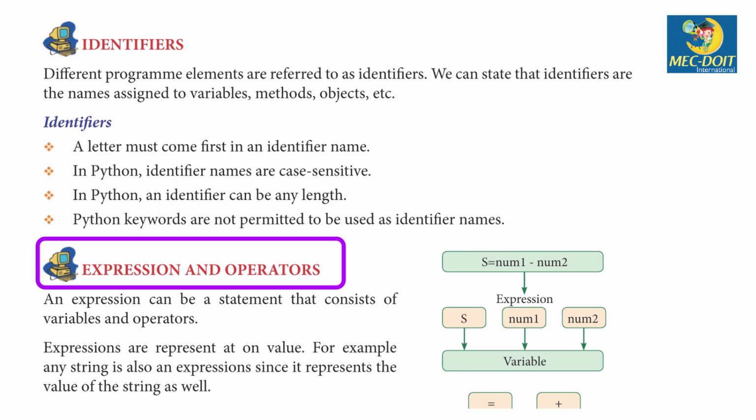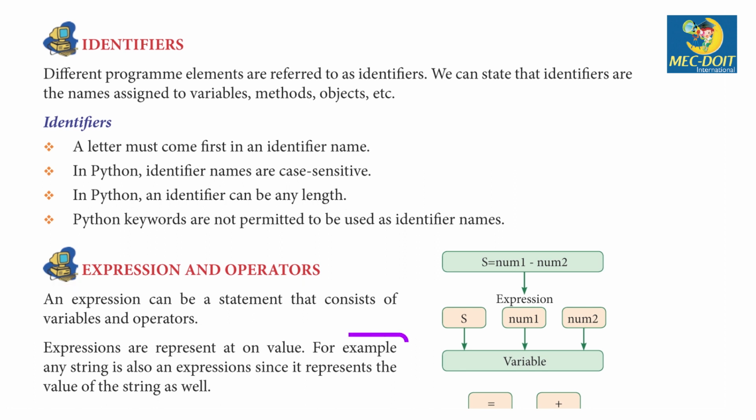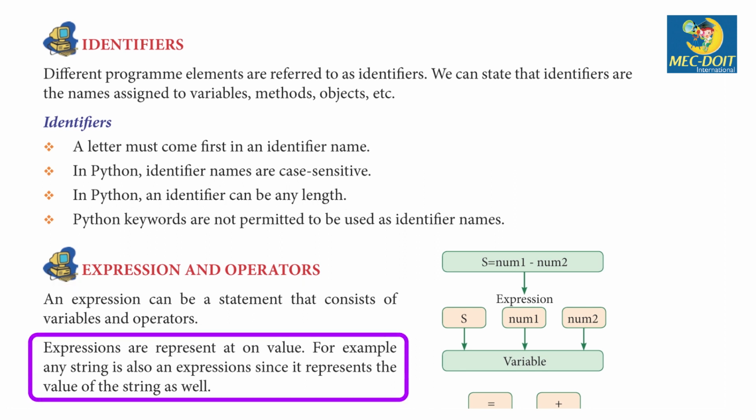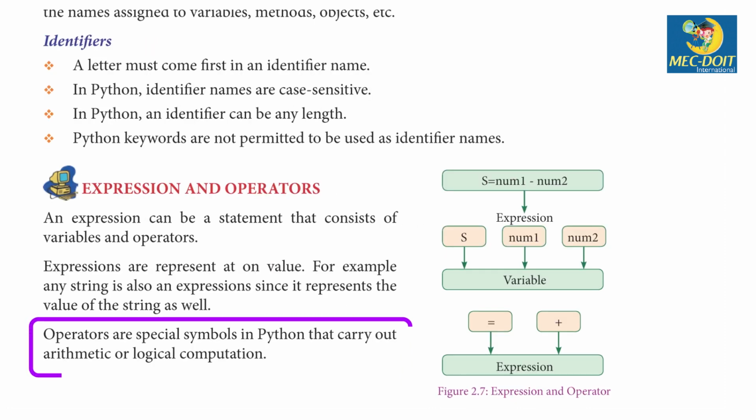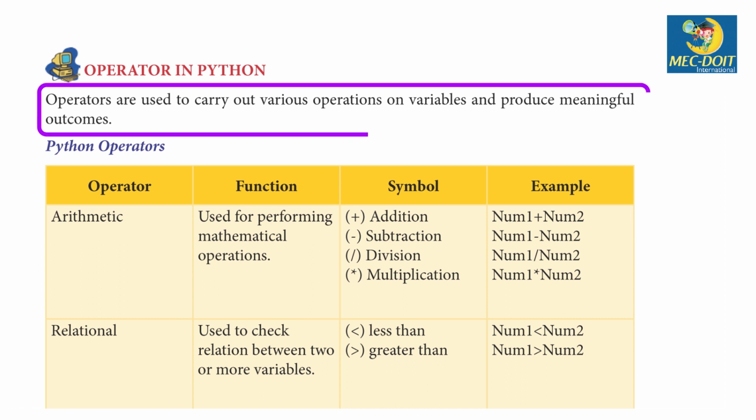Expressions and operators. An expression can be a statement that consists of variables and operators. Expressions are represented as one value. For example, any string is also an expression since it represents the value of the string as well. Operators are special symbols in Python that carry out arithmetic or logical computation. Operators in Python are used to carry out various operations on variables and produce meaningful outcomes.